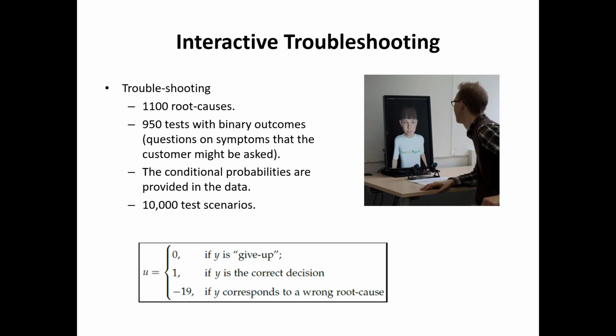And at the beginning, we assume that we can compute the conditional probabilities, theta ij. So we have access to training data that can be used to compute these parameters. And we investigate the methods on 10,000 different test scenarios, and we report the results. To evaluate the performance of different methods, we use this utility function here, which is proposed and suggested by an expert.